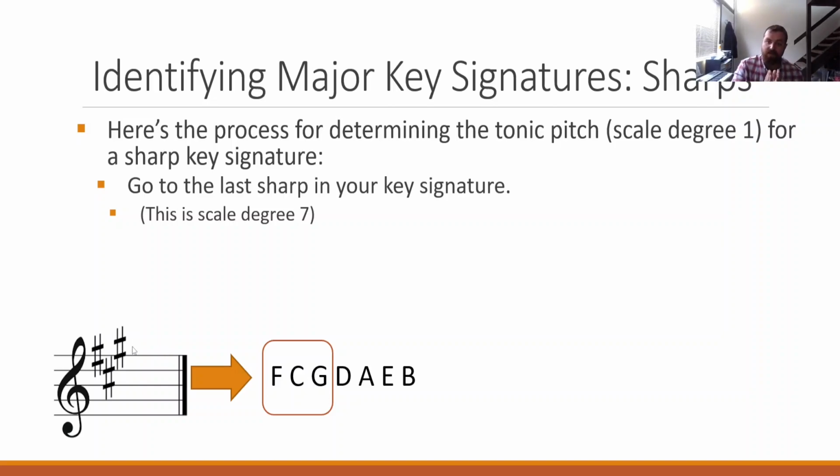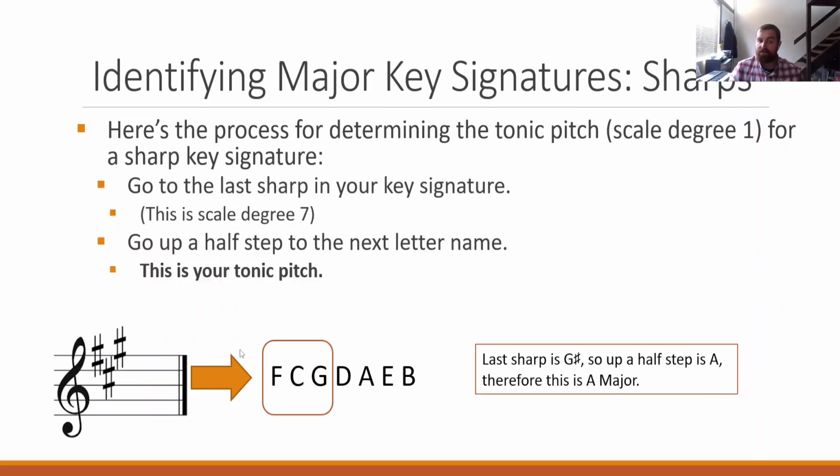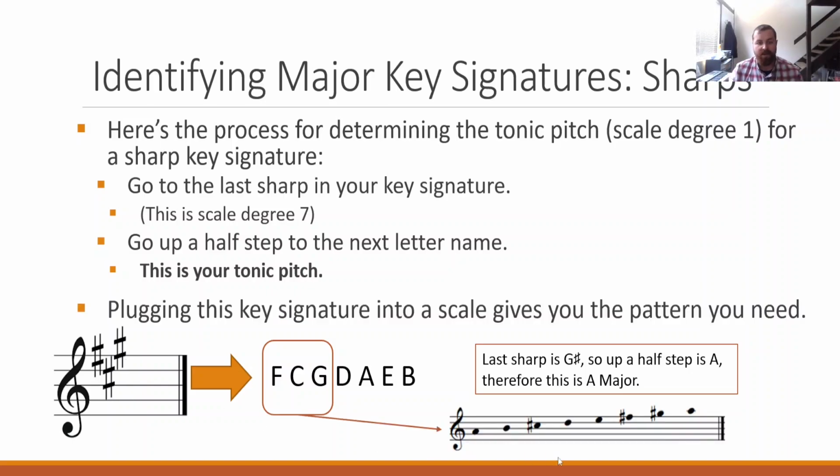Take that note, G sharp, and go up a half step, because this is scale degree 7. G sharp is scale degree 7. Up a half step to the next letter name gives you your tonic pitch. So since the last sharp here is G sharp, if you go up a half step, you get the letter A. That's your tonic pitch. So if you plug in A to A and then add those 3 sharps, you get A major, for instance. Again, different processes. They function the same way, but you need a different process to get sharp keys versus flat keys.